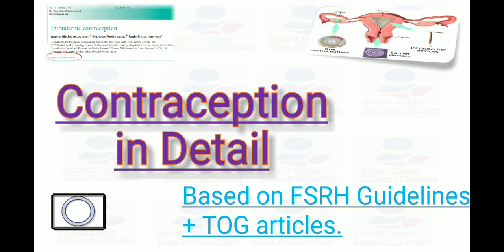There are several guidelines about contraception. Those are FSRH guidelines. We have different guidelines for contraceptive pills, different for the emergency pills, for IUCDs, for sterilization, and for different methods. But I have tried to compile a few important points from those guidelines.